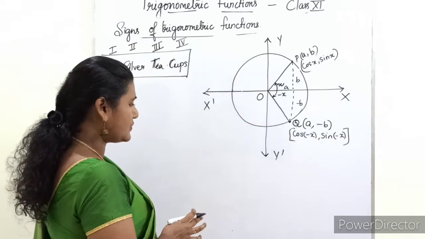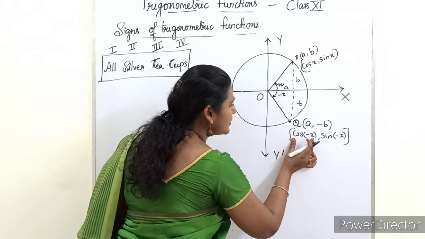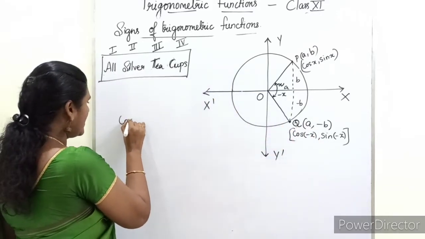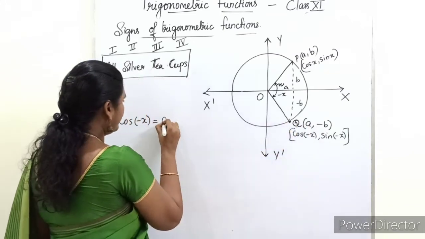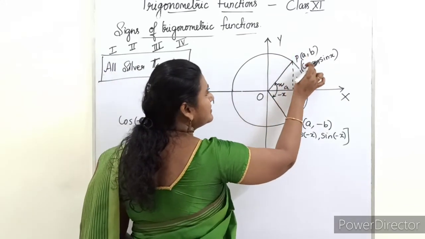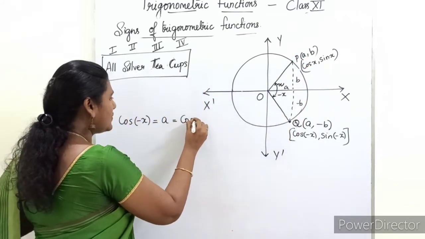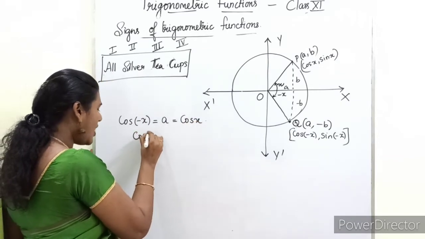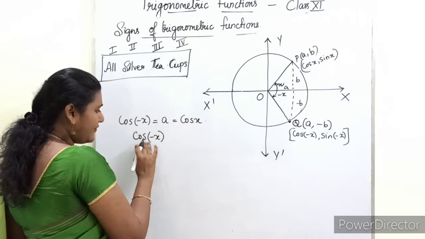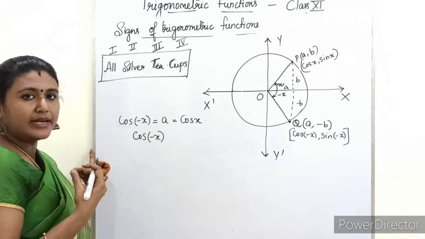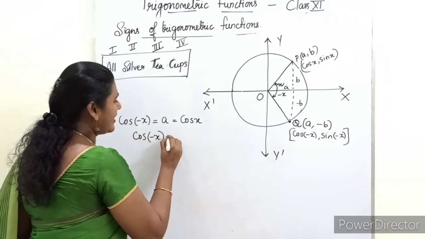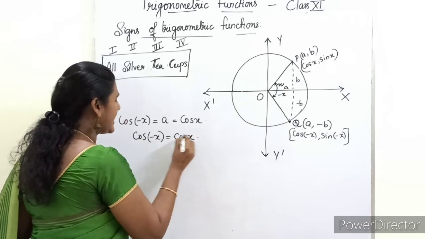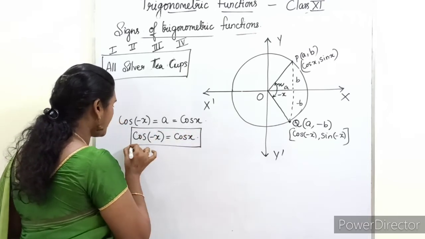So now we are going to see this. What is cos of minus x? Cos of minus x is equal to a. What is a from this point? Cos x. So this is a very important formula. Cos ratio of any negative angle, you will get cos x as the answer. This is a very important formula.